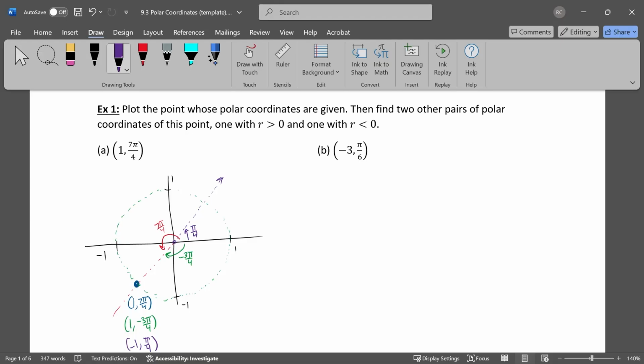Okay, let's take a look at this other example. Here we've got r is -3 and theta is pi over 6. So since r is -3, I'm going to start by, again, drawing a circle with radius 3.